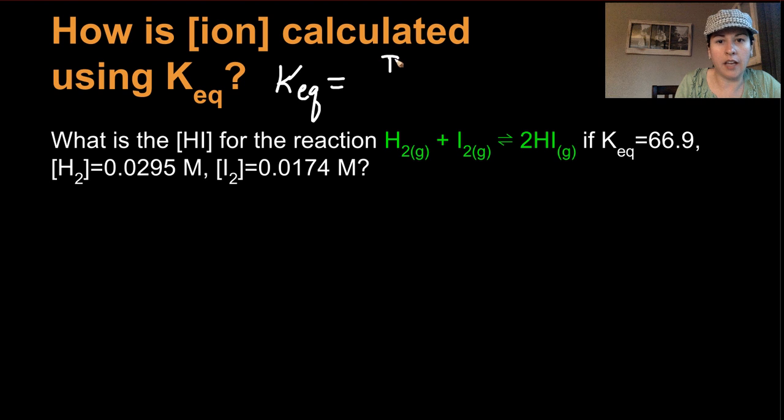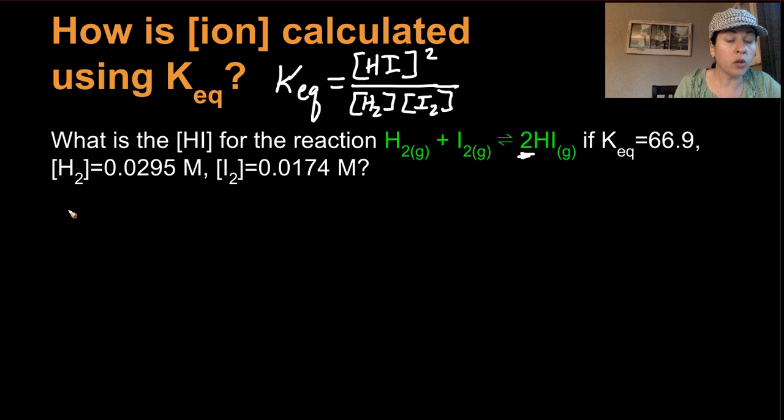And so we are going to have our hydrogen iodide concentration on the top. And that should be squared because we have this coefficient here. So we're going to square that, divided by the concentration of H2 times I2 on the bottom. Okay, so there's our expression. We're just showing the products over the reactants raised to their stoichiometric coefficient as the exponent. Okay, so I'm going to plug all of my numbers in there, and then we're going to solve.